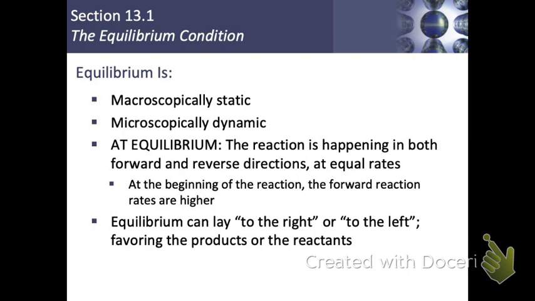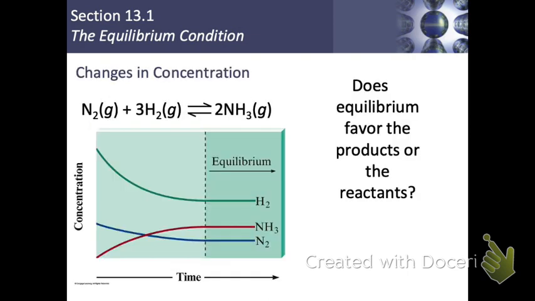This is a picture of what's happening in this reaction, the formation of ammonia. The green line is the concentration of H2, not the reaction rate. The red line is the concentration of NH3, and the blue line is the concentration of N2. Everything to the right of this dotted line is at equilibrium. So does equilibrium favor the products or the reactants here? What do you think?